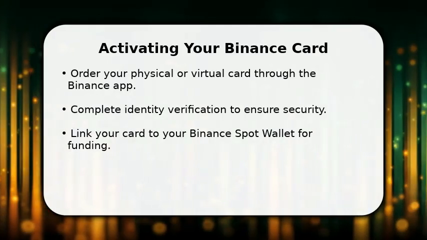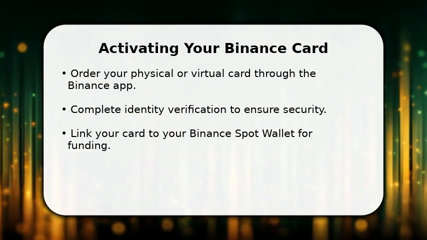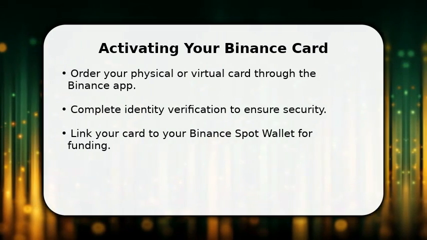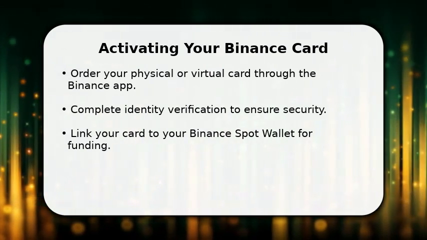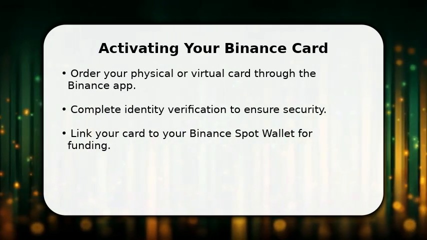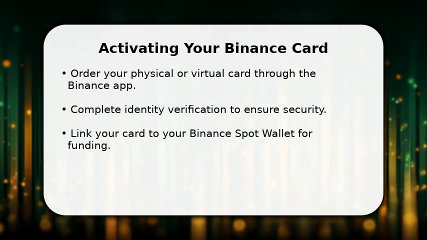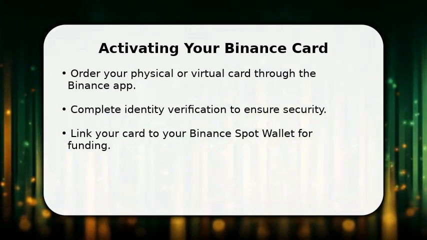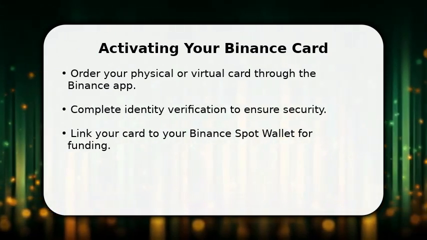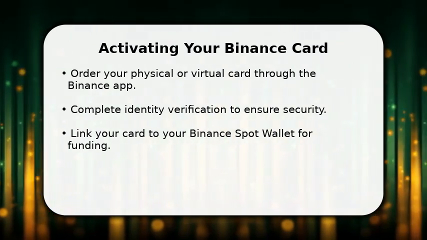In this video, I will explain how to use your Binance Visa Card. First, order your card directly through the Binance app, choosing between a physical or virtual option. Ensure your identity verification is complete for security. Once approved, link your card to your Binance Spot wallet. When your physical card arrives, activate it by entering the requested details in the app. This simple process gets you ready to spend your crypto.